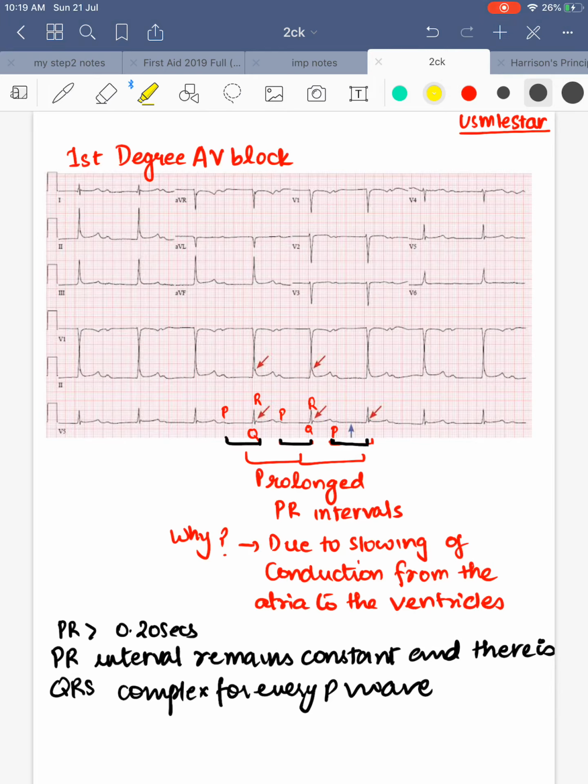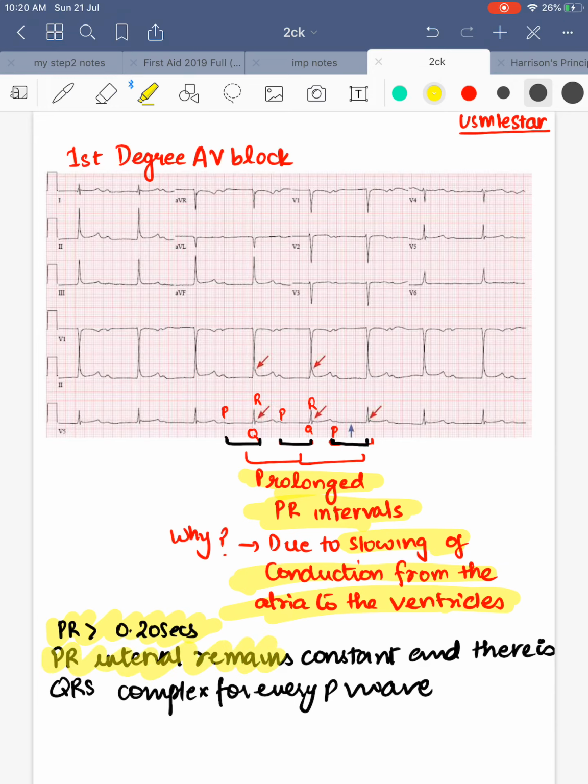If AV block is there, it is obvious that the conduction from the atria to the ventricle would be slowed. In first degree AV block, the conduction from the atria to the ventricle is slowed. As a result, the PR interval would be prolonged, that is, more than 0.20 seconds. What we see in this ECG is prolonged PR intervals, more than normal, that is more than 5 small boxes. Why? Due to the slowing of the conduction from the atria to the ventricles. So the PR interval would be more than 0.20 seconds.